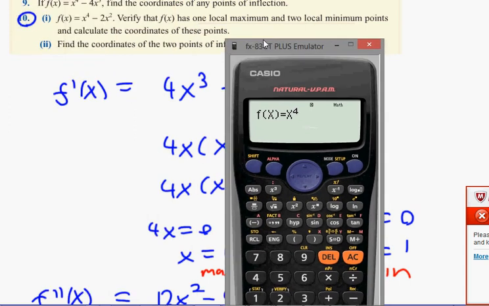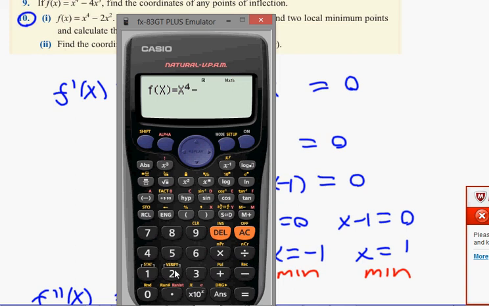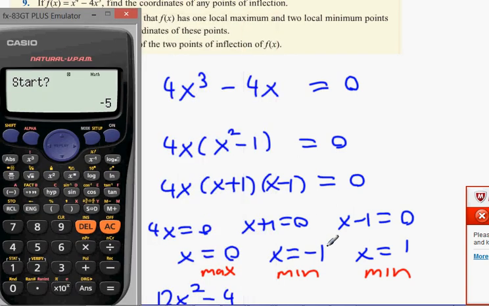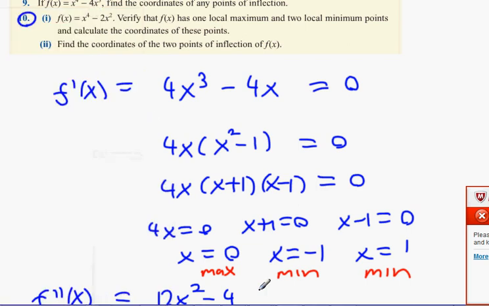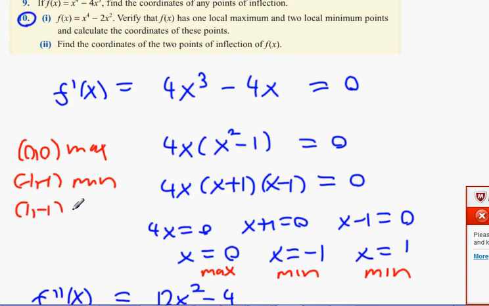Okay, so x power 4 minus 2x squared. And how far do you think I need to go? 0, minus 1 and 1. So look, it's captured in all the points there. So it's going to be 0, 0, then minus 1, minus 1, and 1, minus 1. Okay, so 0, 0 is the max, minus 1, minus 1 is a min, and 1, minus 1 is also a min. Perfect.